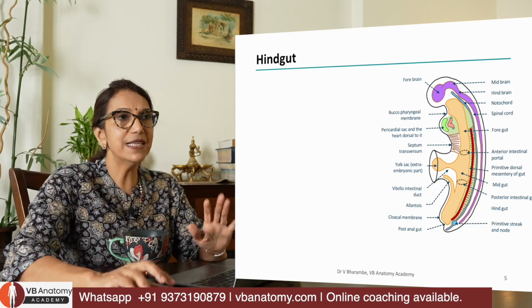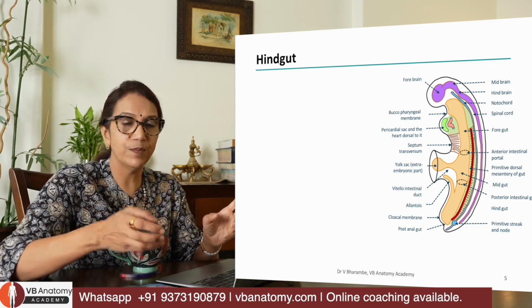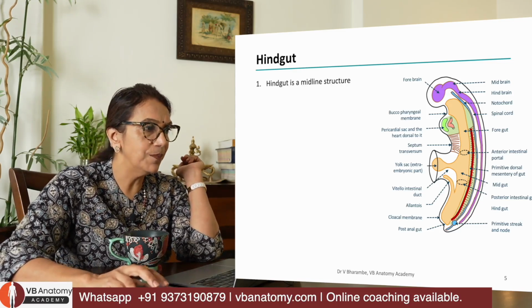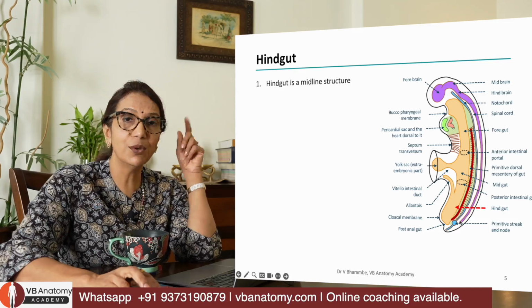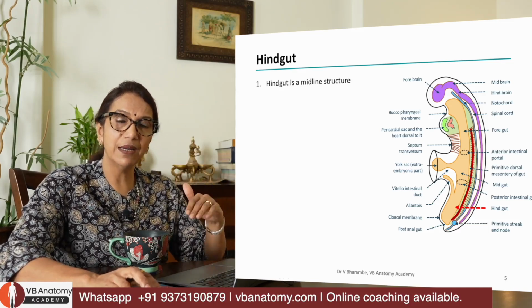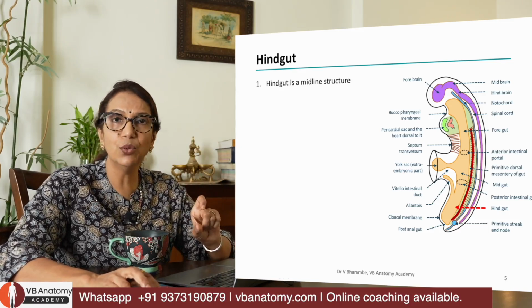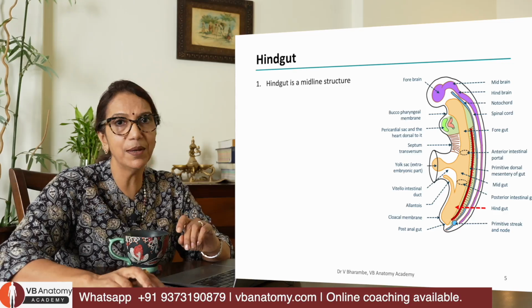So first let me show you the developing embryo. So here is a developing embryo. Okay, so here is the hindgut. You remember what is hindgut? Foregut, midgut, hindgut are the three parts of the gut tube, which is actually the yolk sac enclosed within the developing embryo.